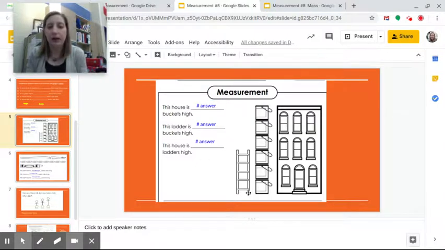Then you're going to look at comparing the ladder to the buckets. So the ladder is how many buckets high. Again, click on the box, type in your answer and click away from the box. On this one here, we have the house is how many ladders high. So how many ladders would you need to make the house?